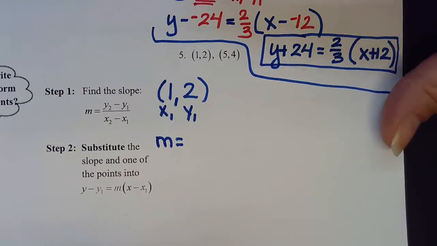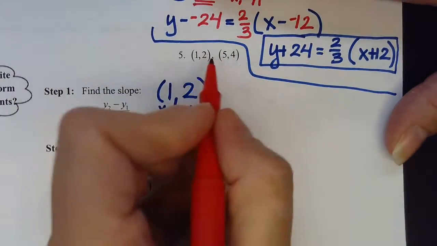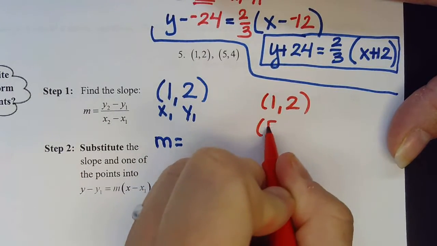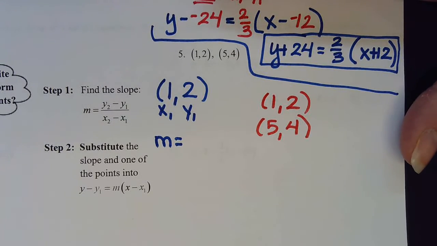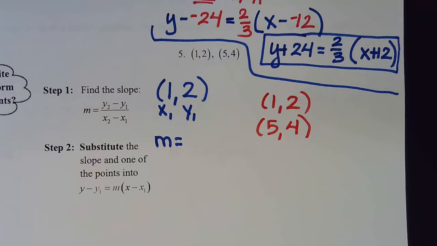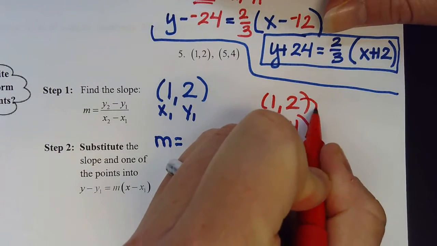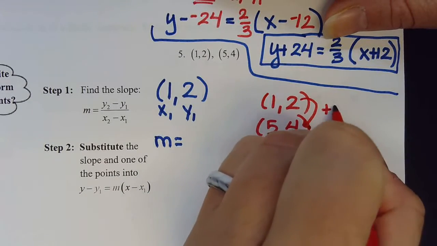To find slope between 2 points, I stack them. So I have 1, 2, and 5, 4. So I'm finding the slope. If they don't give you the slope, you have one extra little step that you have to do. So stack your points and find the slope. So I have to figure out, how do I get from 2 to 4? 2 plus 2.